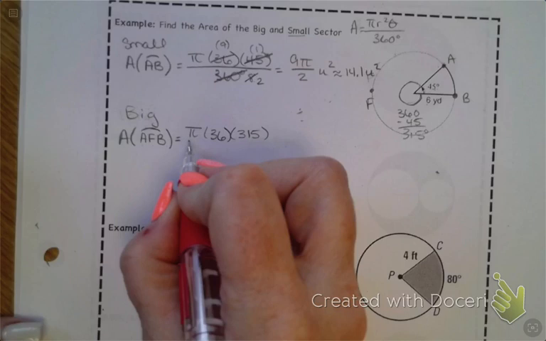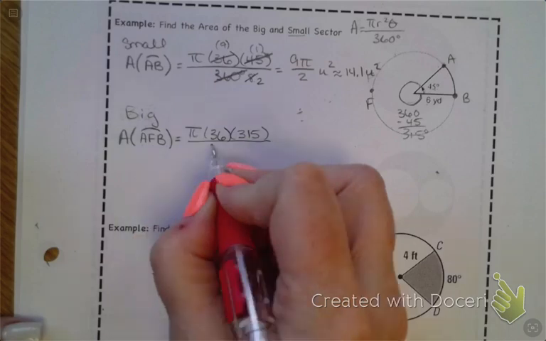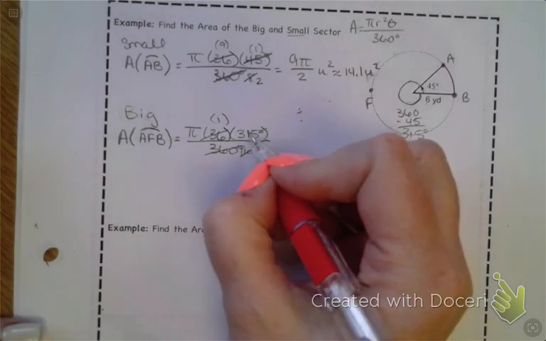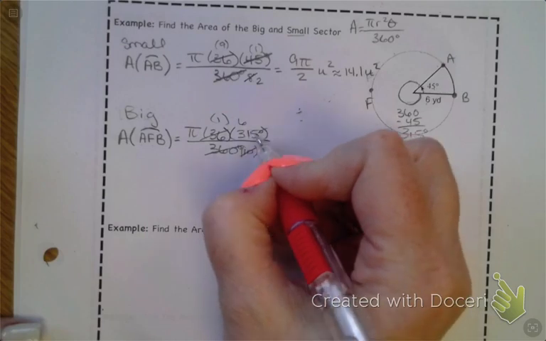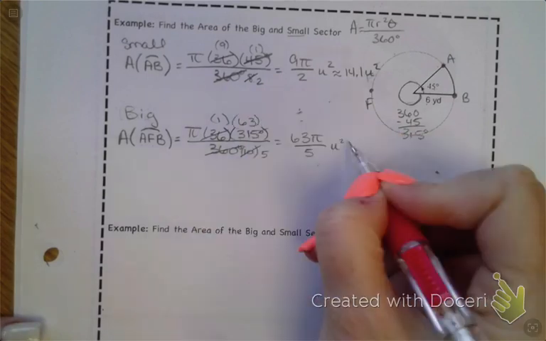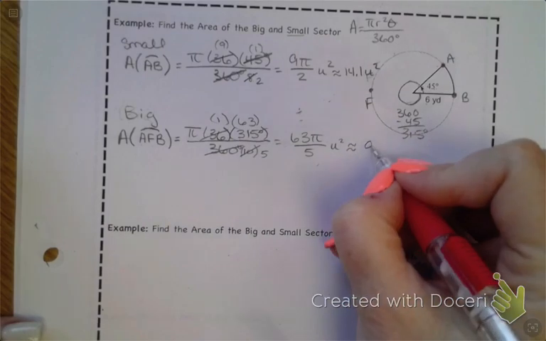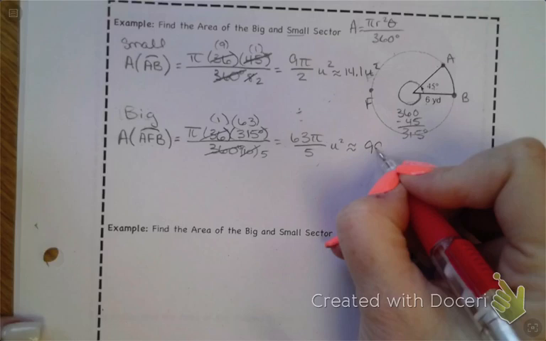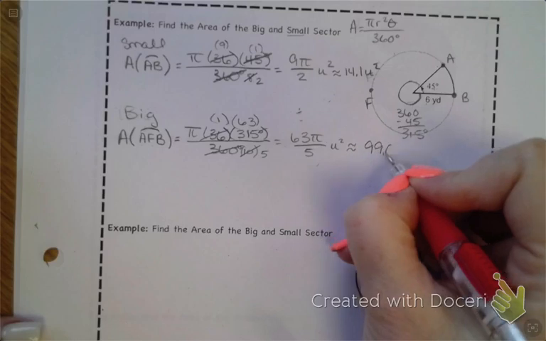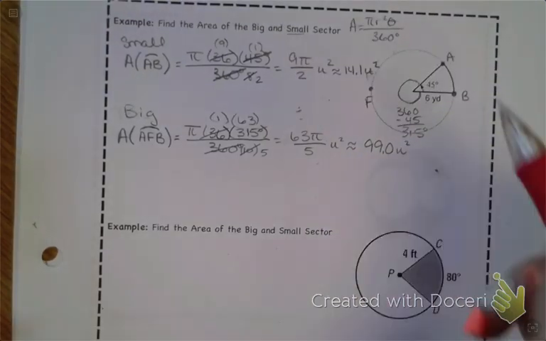And let's say 5 goes into both, so that's 5 here. And 5 goes into 36. Carry 1 is 3, so I have 63. So I have 63 pi over 5 units squared, which is approximately 99.0 units squared. Or 9.9, excuse me. So we just take them individually. So we got one more just to try real quick.